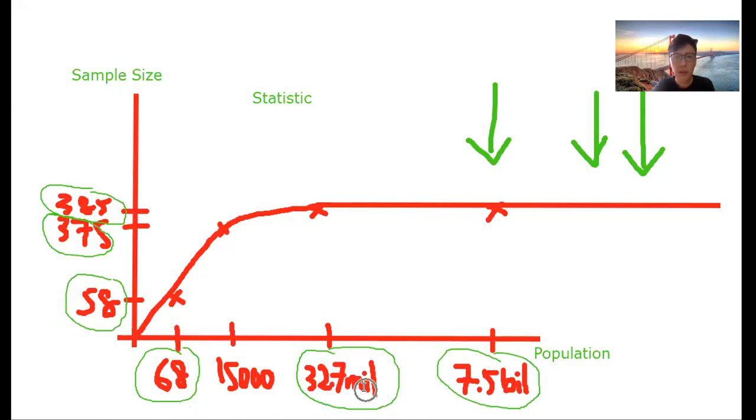385 is the sufficient number. 385 is a lot. So 385 is a sufficient number already, to represent 32 million, to represent 7.5 billion, right? Already significant enough to represent this population. So this is a sample size pattern.